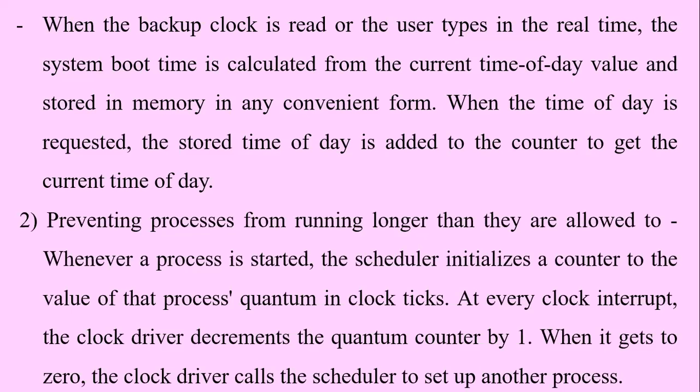Number 2 is preventing processes from running longer than they are allowed to. Whenever a process is started, the scheduler initializes a counter to the value of that process's quantum in clock ticks. At every clock interrupt, the clock driver decrements the quantum counter by 1. When it gets to 0, the clock driver calls the scheduler in order to set up another process.